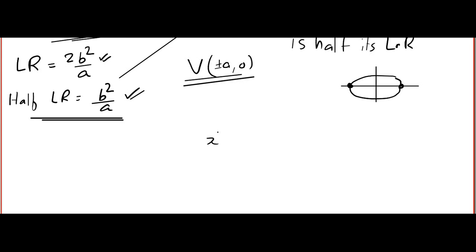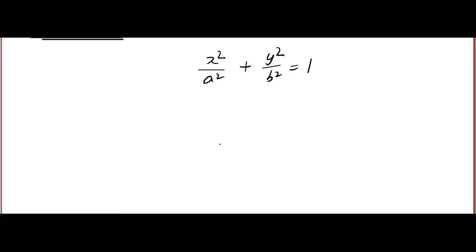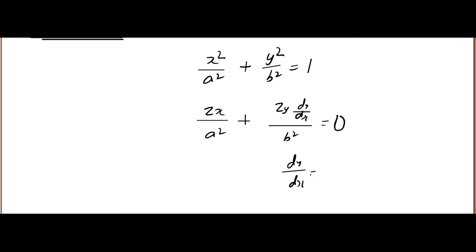So we have x square by a square plus y square by b square is equal to 1. Differentiating with respect to x, we get 2x by a squared plus 2y dy by dx by b square is equal to 0. So simplifying, we will get dy by dx is equal to minus b square by a square into x by y, isn't it?